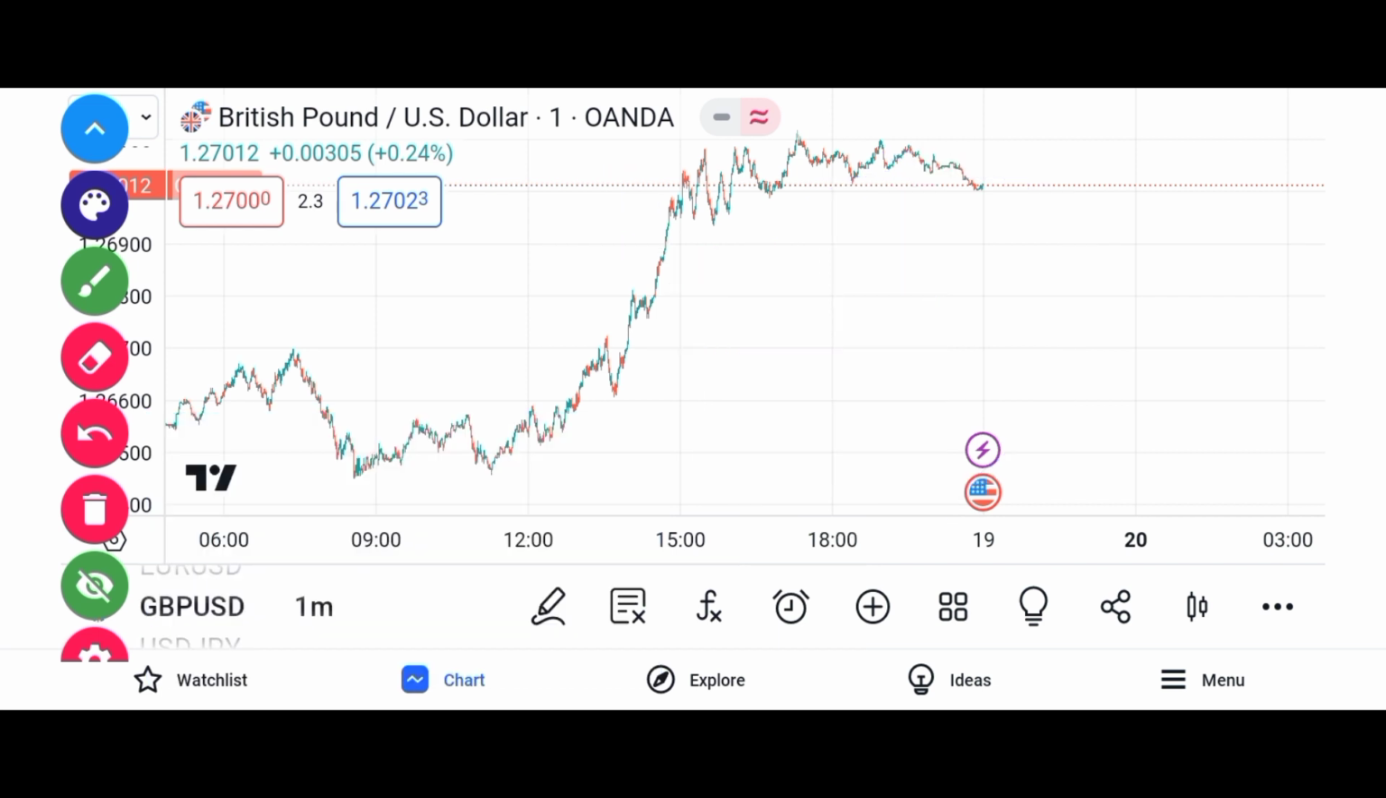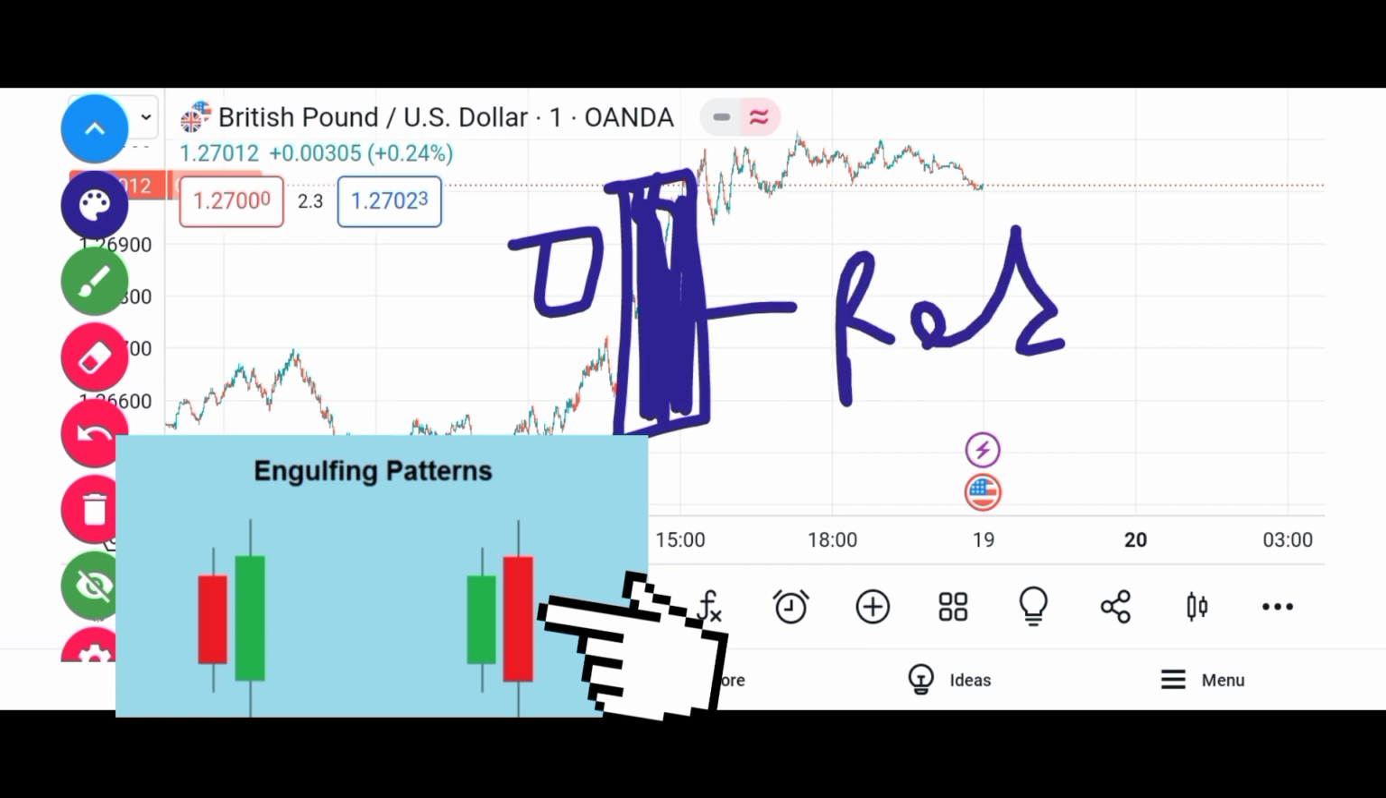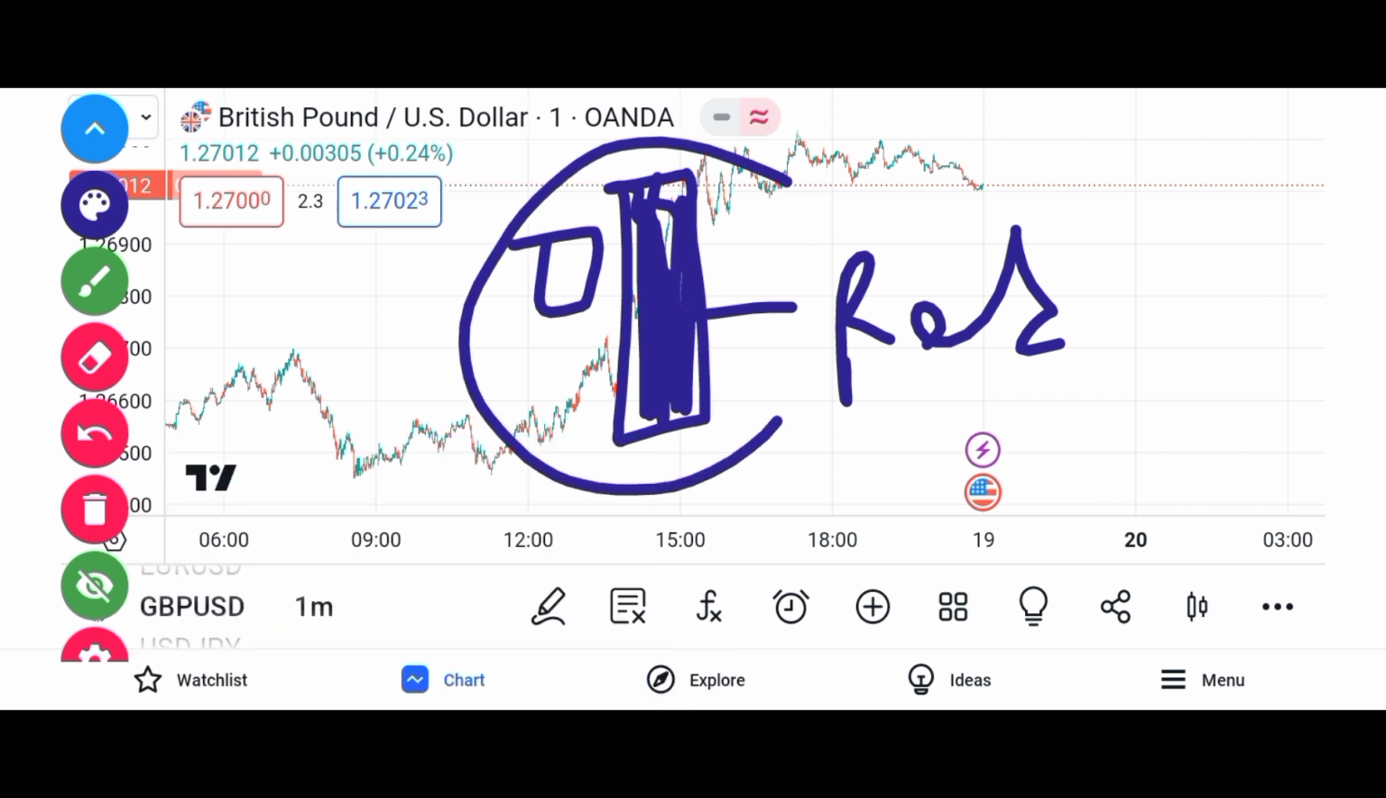The bearish engulfing is the reverse of it, where the sellers overshadow the buyers. So this would have been a red candle in the chart. This is the bearish engulfing. And the message is that the sellers are gaining control of the market.